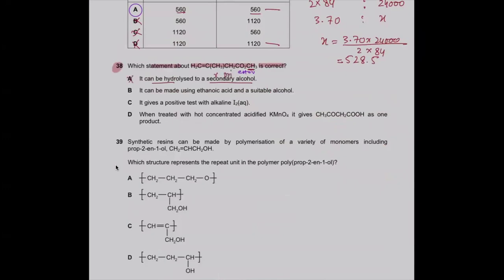So A goes wrong. It can be made using ethanoic acid. No, the acid would be this whole thing, so not ethanoic acid. So B goes wrong. It gives a positive test with alkaline aqueous iodine. Not at all, because that test is for either aldehyde, ketone, or carboxylic acid. So if we are sure that the first three are wrong, then D is the correct answer.